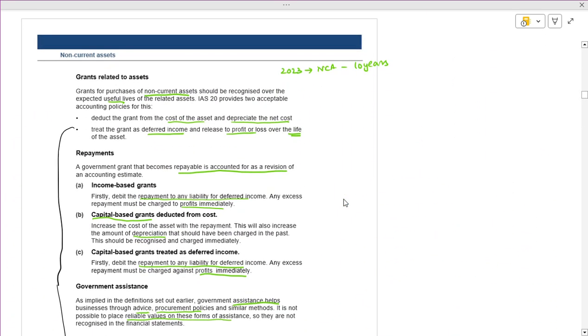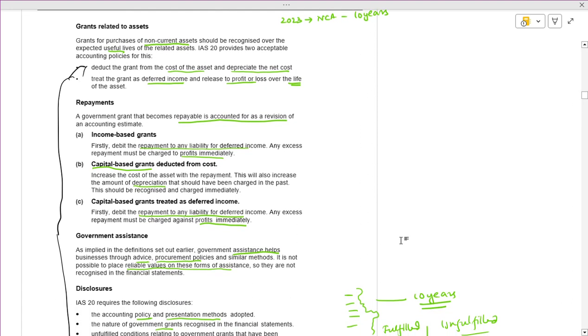See, again I am giving reference. This is with respect to what? This is with respect to deducting the grant from the cost of the asset. Fine. Next one. What are they saying? They are talking in terms of deferred income. Treat the grant as deferred income and release to profit and loss account over the life of the asset.